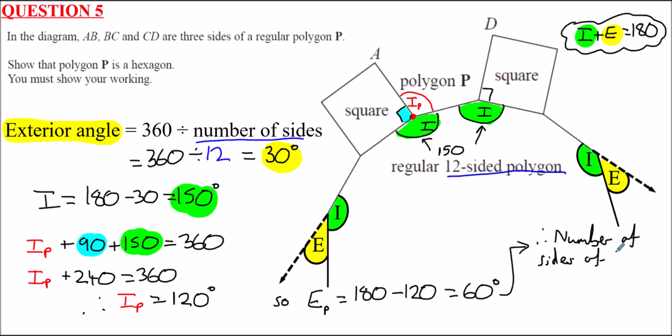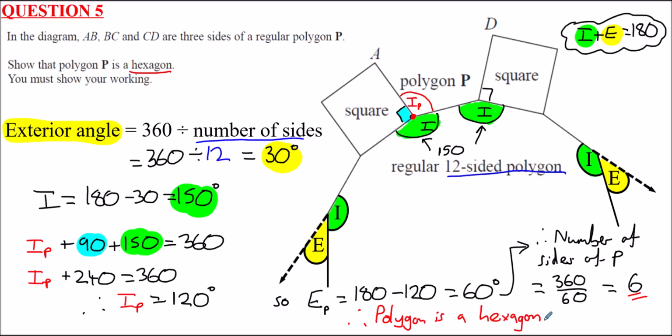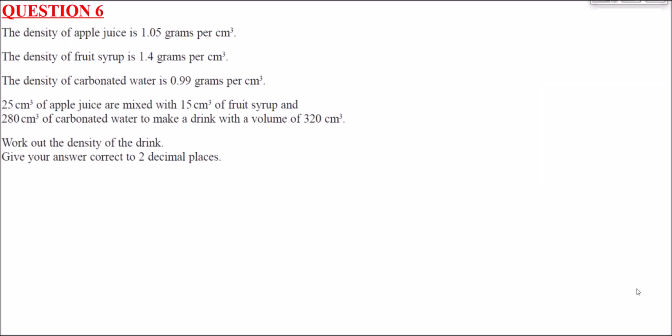is 360 divided by its exterior angle, which is 60 degrees. 360 divided by 60 equals 6. If it's a shape with 6 sides, by definition, it is a hexagon. A hexagon has 6 sides. So therefore, polygon P is a hexagon, because we've clearly shown and demonstrated with careful reasoning that it must have 6 sides if the shapes are in this configuration.